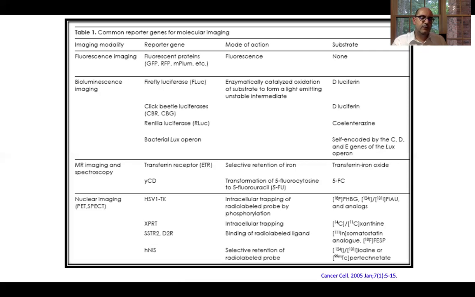And then we have reporter genes for MRI or MRS, magnetic resonance imaging, or magnetic resonance spectroscopy. And finally, we have reporter genes that are designed to be used in nuclear imaging, in PET or SPECT. And today we are going to focus on the third category, which is reporter genes for MRI.